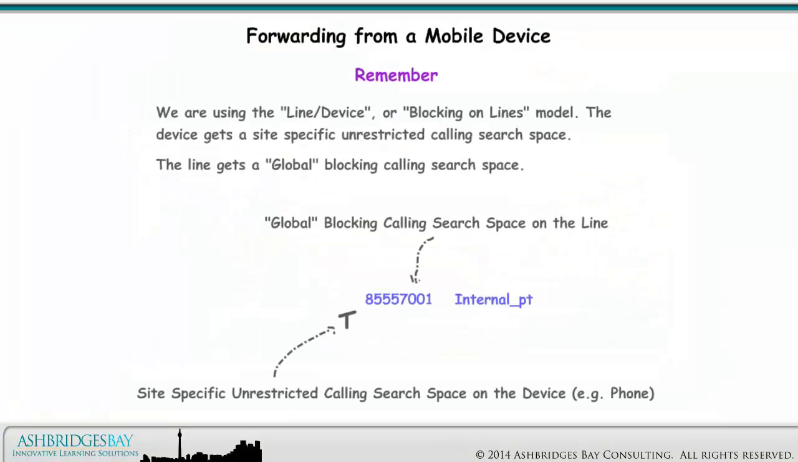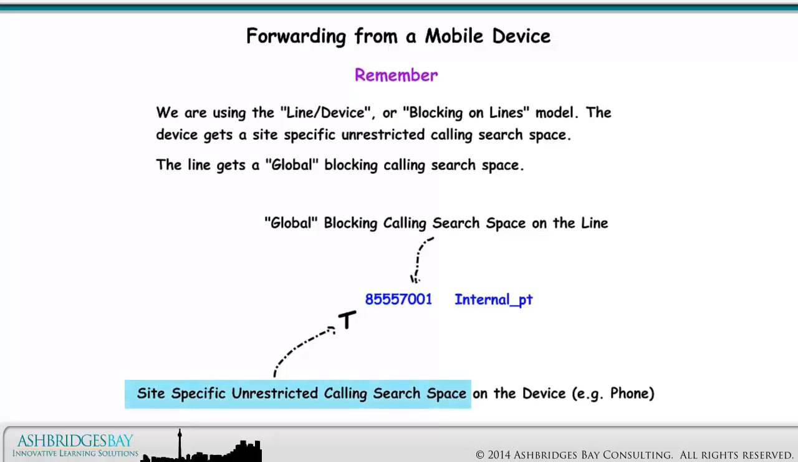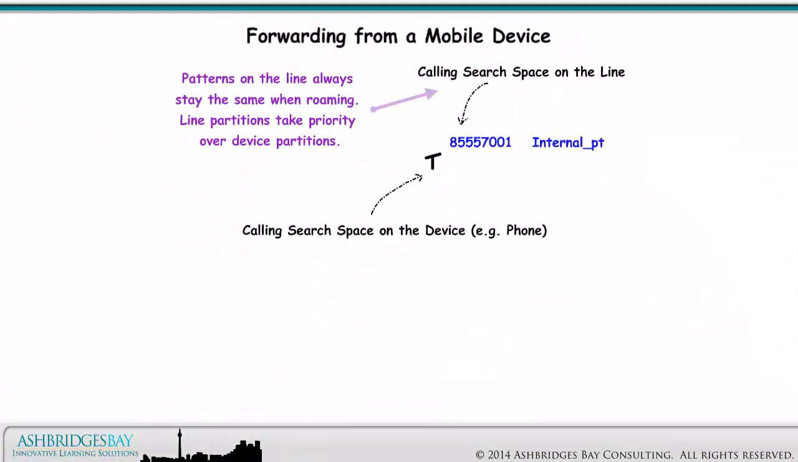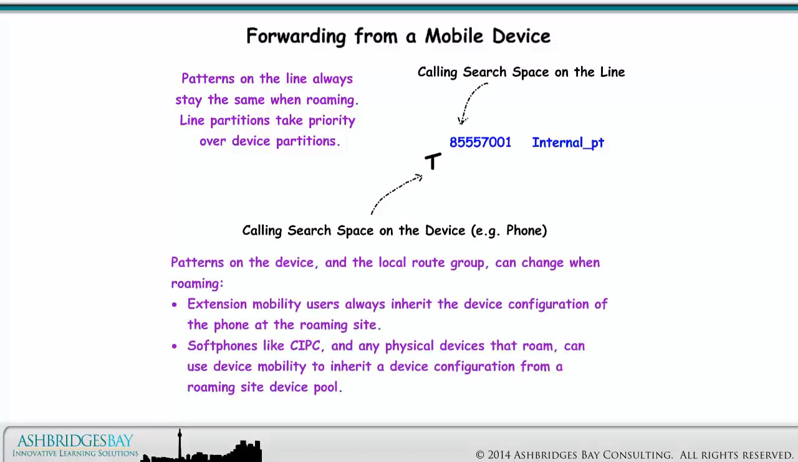Remember, we are using the line device or blocking on lines model. The device gets a site-specific unrestricted calling search space. The line gets a global blocking calling search space. Patterns on the line always stay the same when roaming. Line partitions take priority over device partitions. Patterns on the device and the local route group can change when roaming.